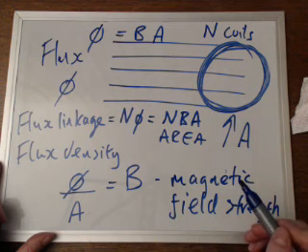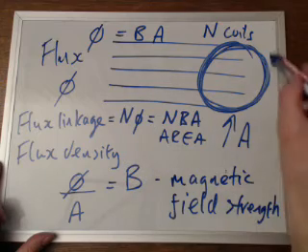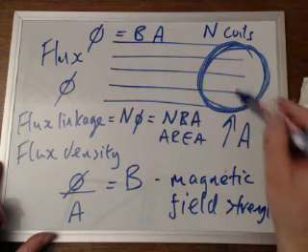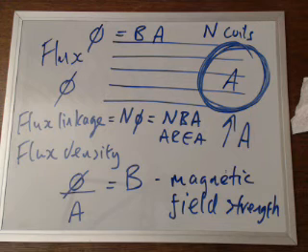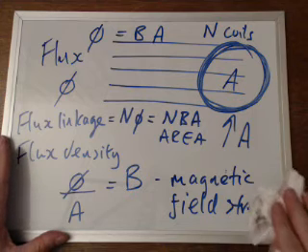So in Faraday's law, when it talks about flux linkage and rate of change of flux linkage, this is what you're talking about. You're talking about number of coils, you're talking about flux, and you're talking about an area there, NBA. So let's now formally write Faraday's law as an equation.